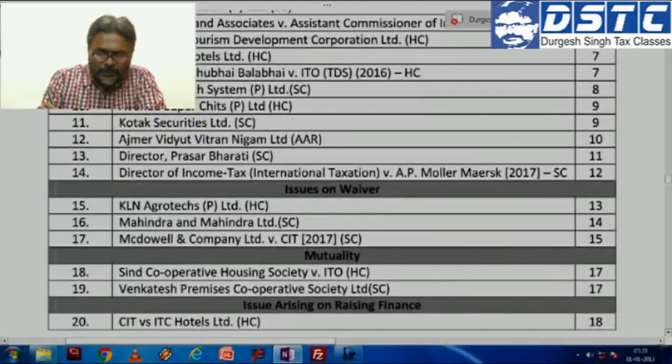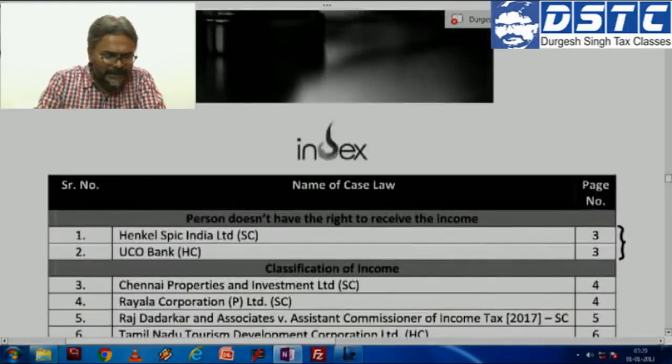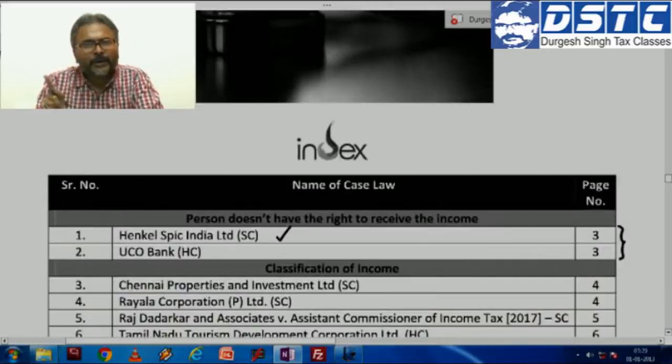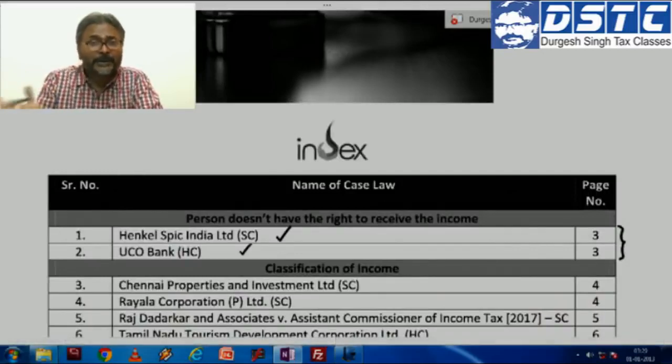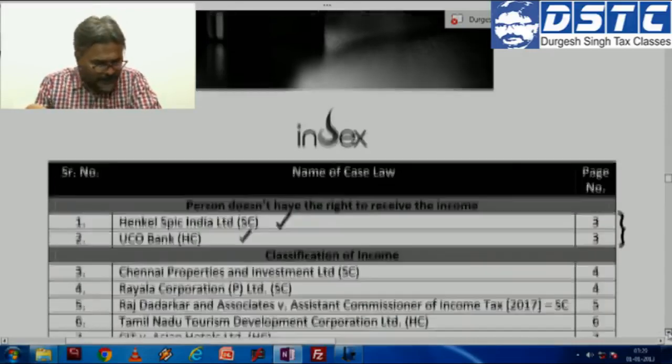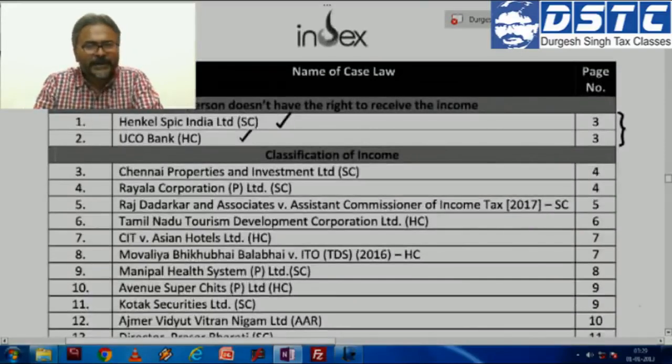So if I have to just go back, let's see if we can recollect. Henkel spec, allotment not done, interest accrued. UCO bank, remember that. Registrar, in his account, the amount was being deposited and the interest was being accrued. Chennai properties classification, PGVP, IFHP, again PGVP, IFHP, all these are PGP, IFHP. This is a typical case.